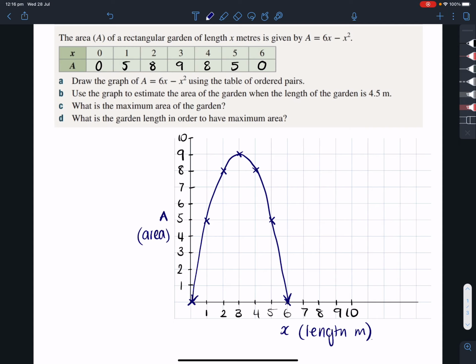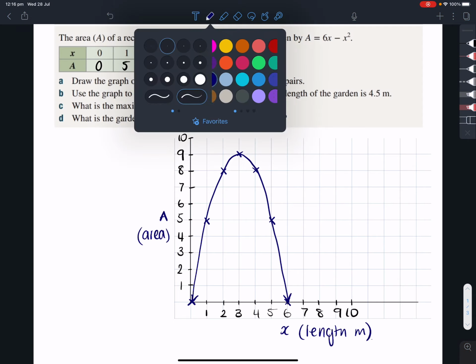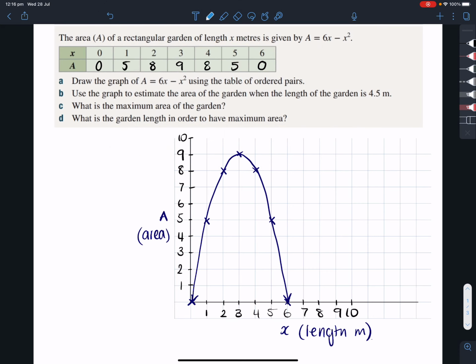What this represents is, based on whatever the length of the rectangle is, what the area would be. So having a look at the second question where we apply that. Part B: use the graph to estimate the area of the garden when the length of the garden is 4.5 meters.